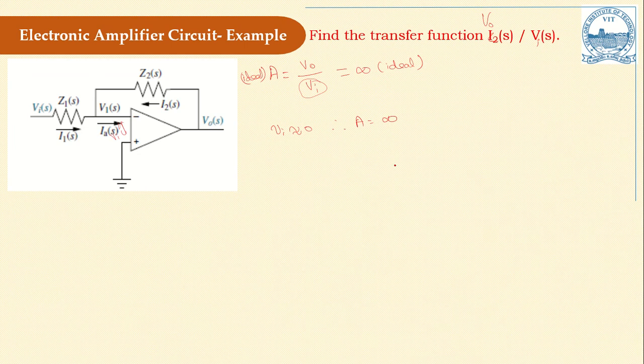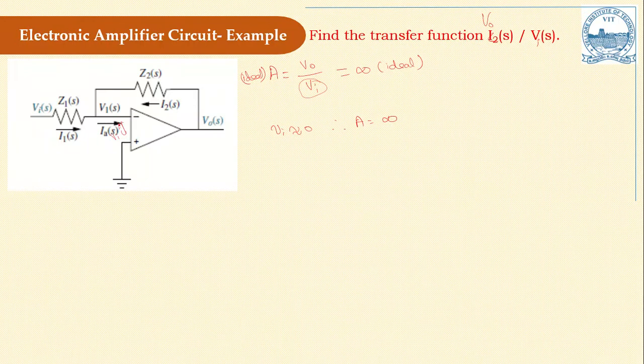Okay, so one such amplifier is shown over here, for which I need to derive the transfer function. Okay, so in this circuit, this is the non-inverting terminal, and this is the inverting terminal of the operational amplifier.